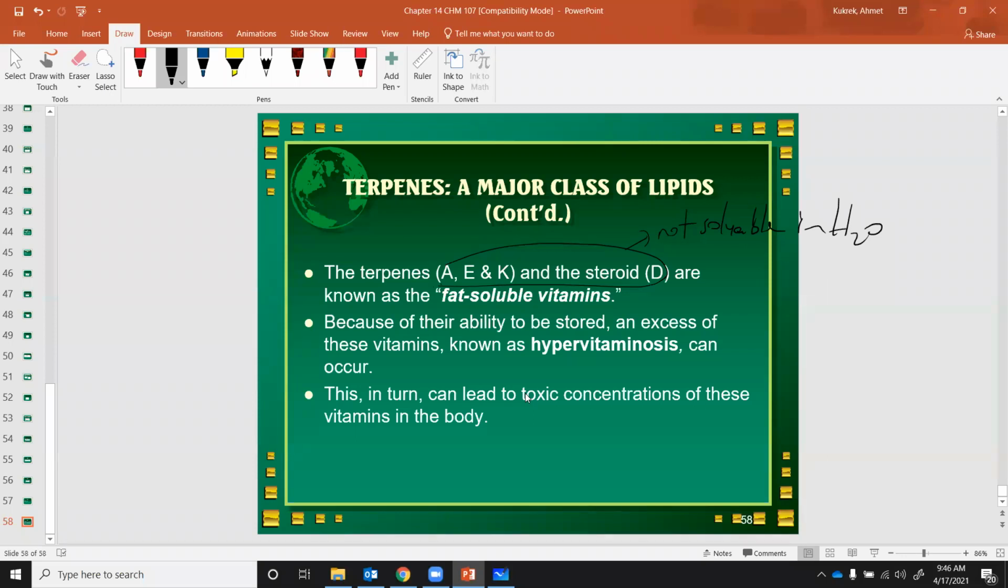And again, this might cause you hypervitaminosis, okay? So therefore, you need to be careful about taking these vitamins if you're taking any. Right. All right. And I think this is my last slide. Do you have any questions, any concerns, everyone?